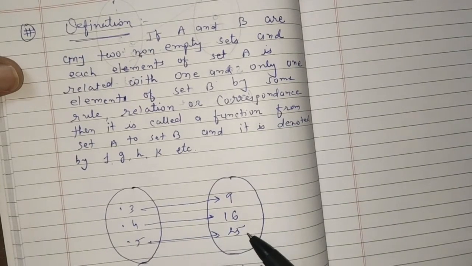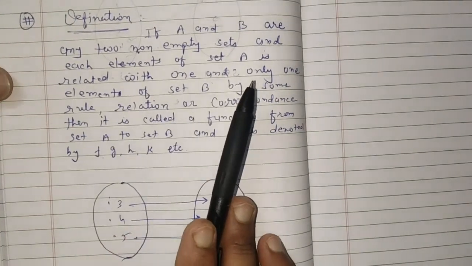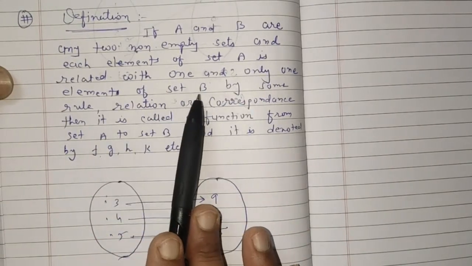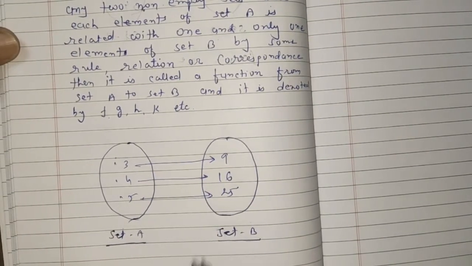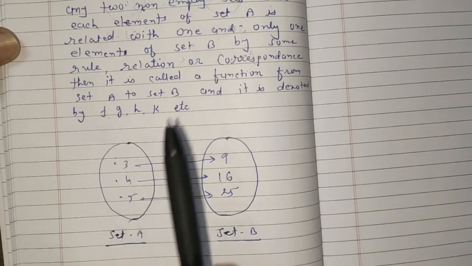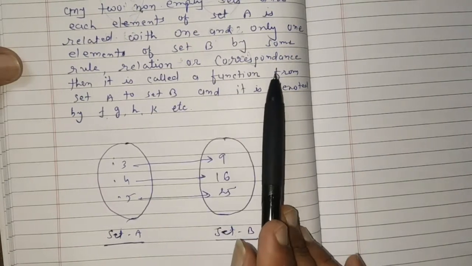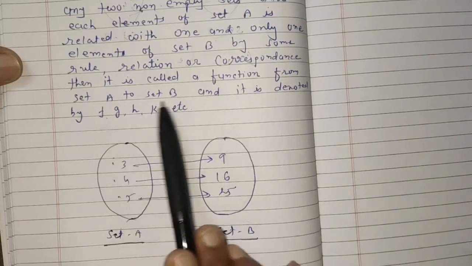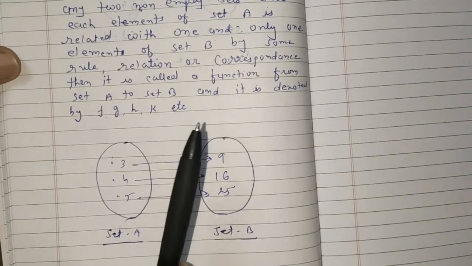Now we have the elements 3, 4, 5 in set A, and we have the elements 9, 16 and 25 in set B. So if A and B are any two non-empty sets and each element of set A is related with one and only one element of set B by some rule, relation or correspondence, then it is called a function from set A to set B, and it is denoted by f, g, h, k, etc.